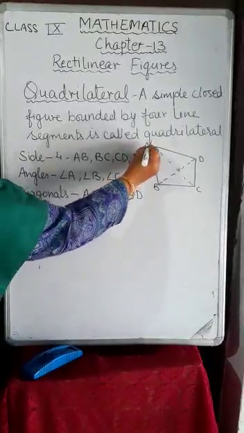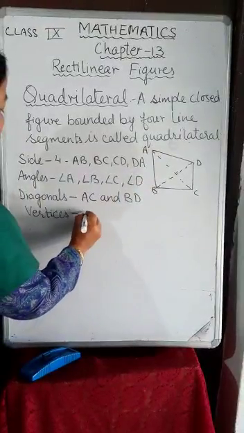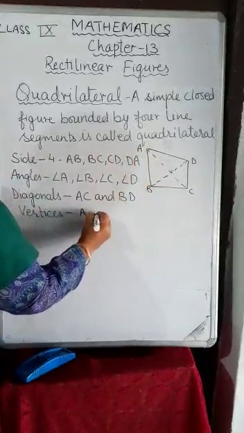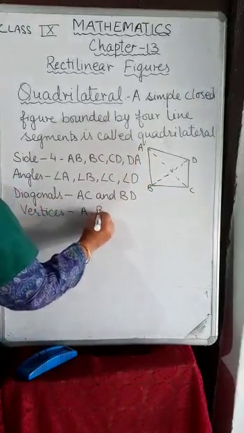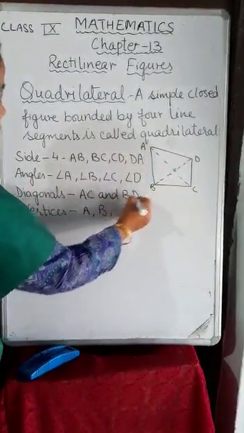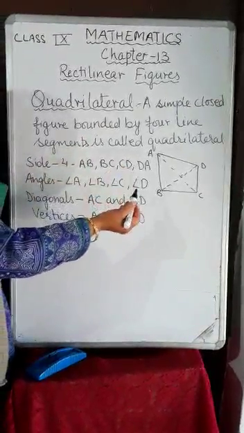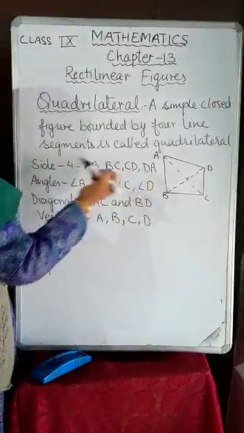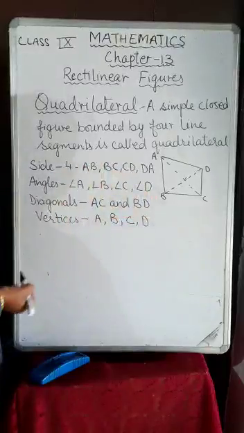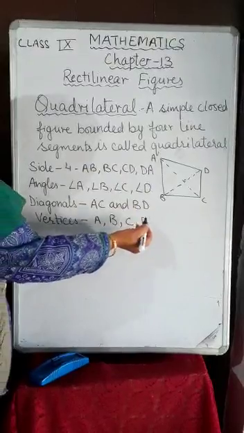There are 4 vertices. Vertices are the points where 2 or more lines meet each other. So that is A, where AD and BA are meeting. B is another vertex in which AB and CB are meeting each other, and then C and D. So in a quadrilateral there are 4 sides, AB, BC, CD and DA. There are 4 angles, angle A, angle B, angle C and angle D. Diagonals AC and BD, and vertices A, B, C and D.